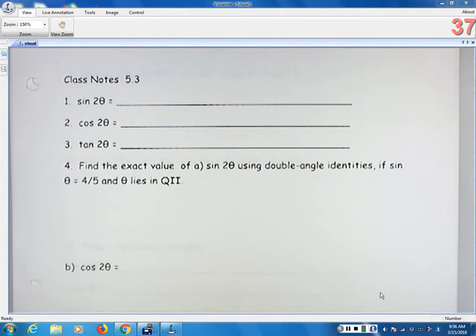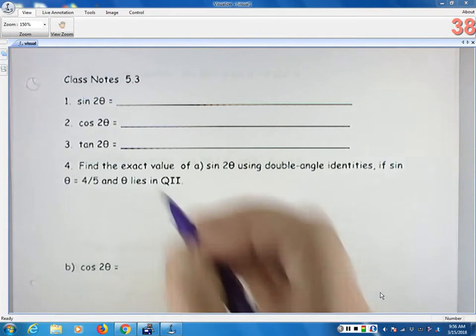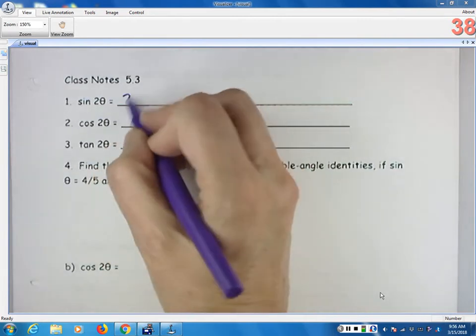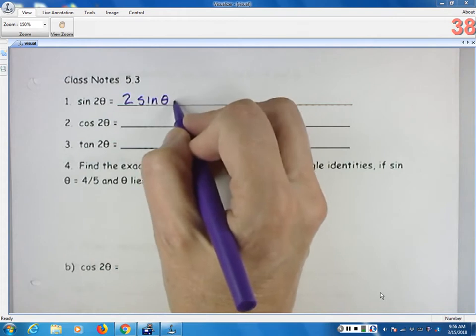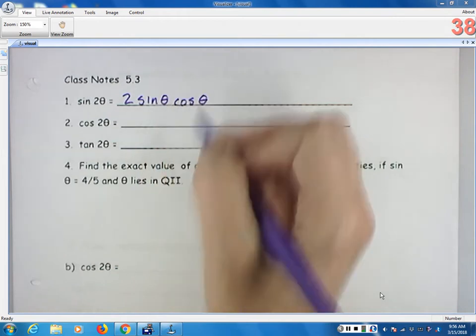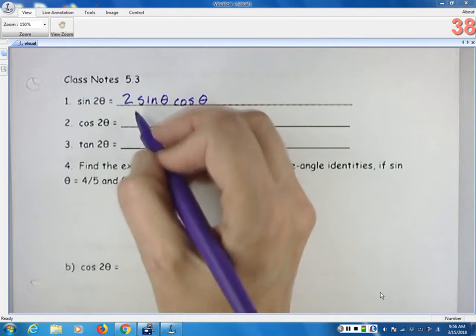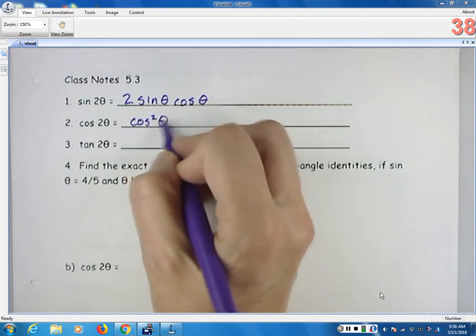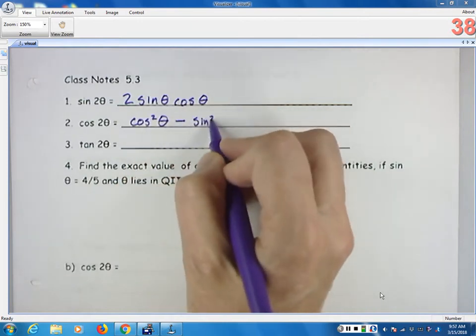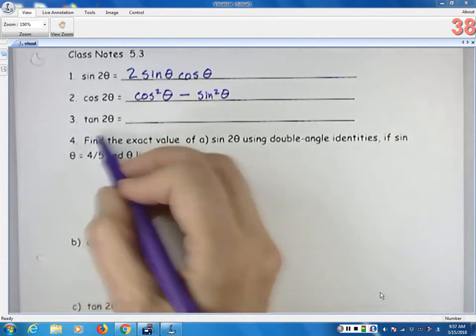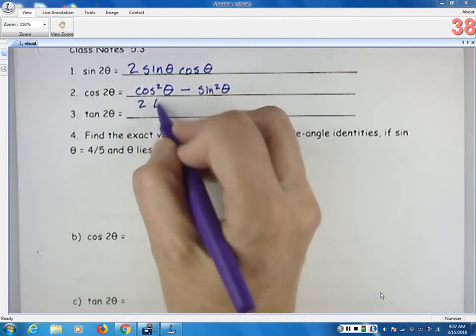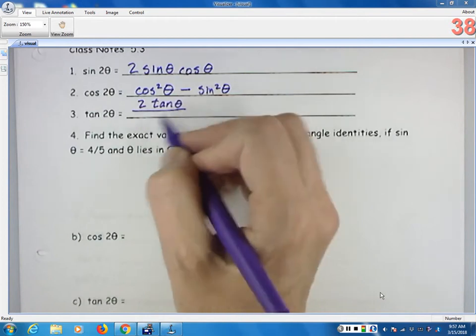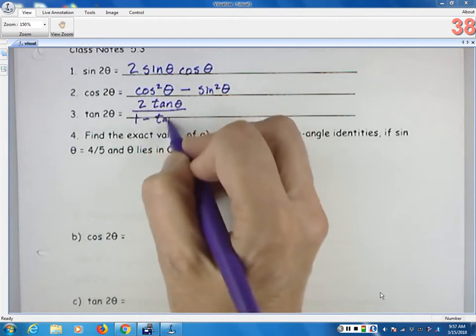Okay, so we can find these double angle formulas from the previous formulas, but what you need to be able to do is just use them. So sine of 2 theta is 2 times sine theta cosine theta. Cosine of 2 theta is cosine squared theta minus sine squared theta. Tangent of 2 theta is 2 tangent theta divided by 1 minus tangent squared theta.